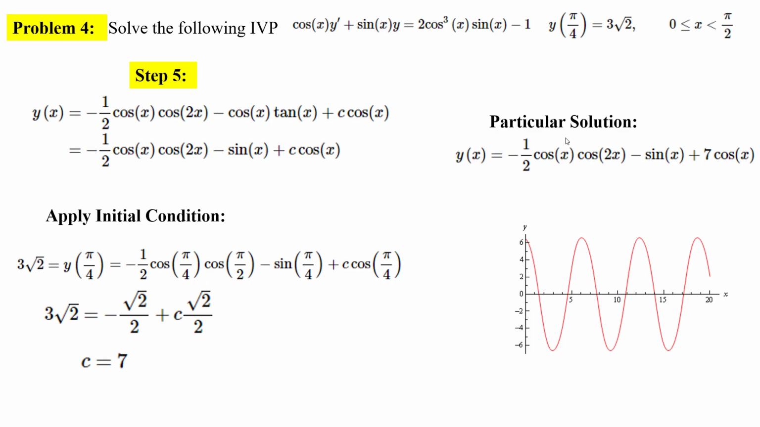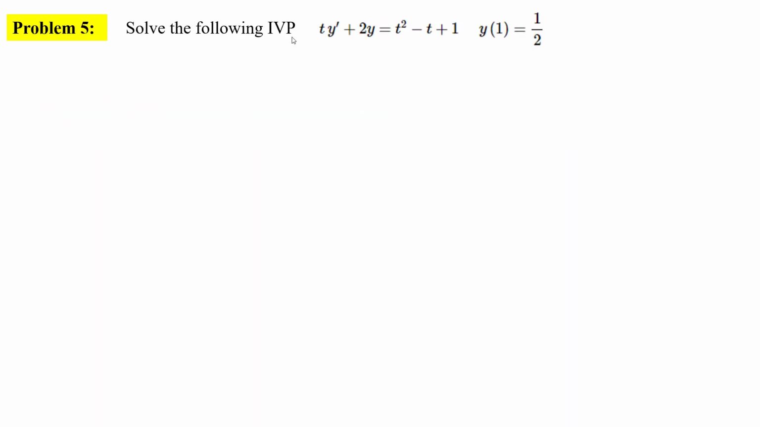All right, let's try one more of these. Problem 5. Solve the following initial value problem. t y prime plus 2y equals t squared minus t plus 1, and y of 1 equals 1/2. Okay. If you want to try to solve this on your own, pause and solve it on your own. Otherwise, we're going to go through the steps.